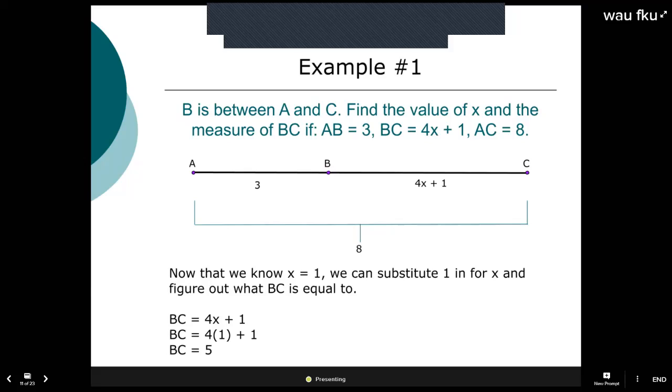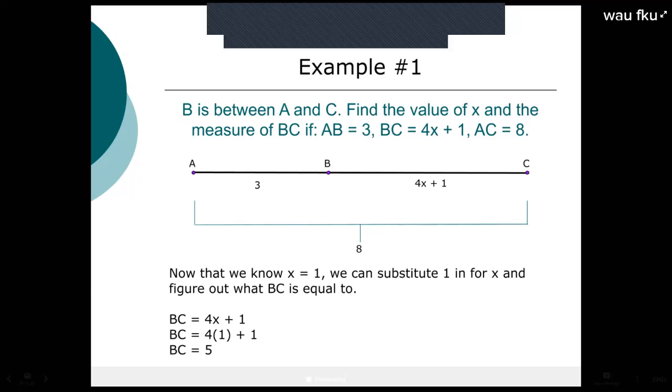Hopefully everything's making sense. If anybody's got any questions, I'm all ears. We're going to do one more example together. All right, let me do the second example.